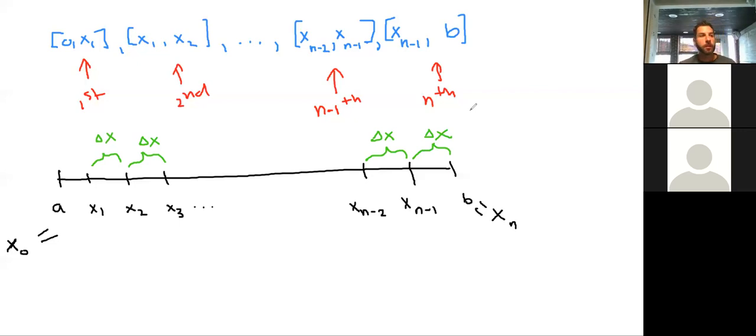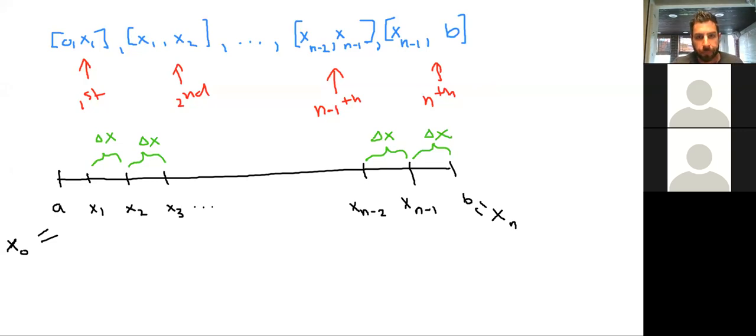Now, if you go back in your time machine to last week, remember what we're doing here. This is the same idea as last week. We wanted to draw rectangles. And in order to draw rectangles, we needed the bases, and then we needed the heights. So the first thing we're going to do is think of each one of these subintervals as the base of a rectangle.